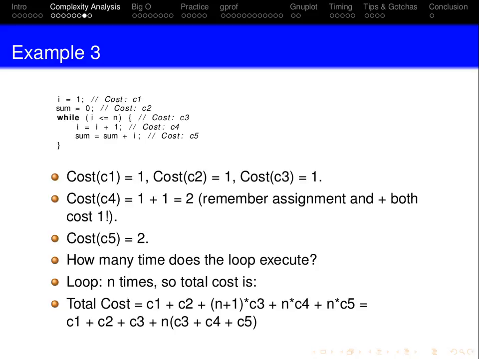Okay. Any questions on that? With the Boolean check, that's why it's a plus 1. That's why it's 5n plus 3, because C3 has to be checked that one last time.